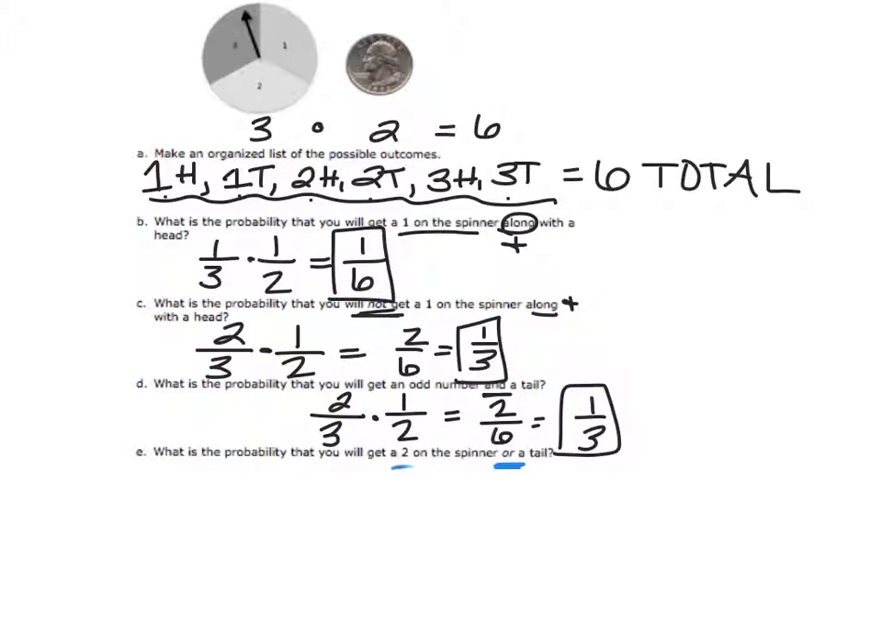So to get a 2 on the spinner or a tail, there are 2 outcomes that I want, that I would be okay with happening. And there are 5 total possible outcomes. There are 3 on the spinner and 2 on the coin. So that's where I got the 5 from. Again, because it says or, it means I would be happy with one or the other. So there are 2 outcomes I'd be happy with out of 5 total.